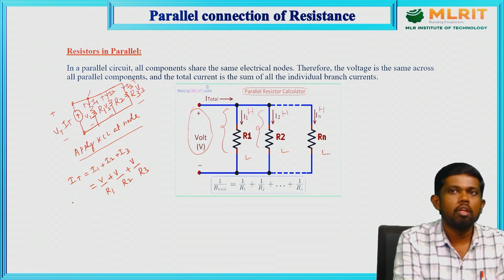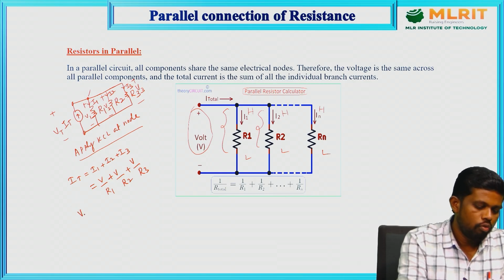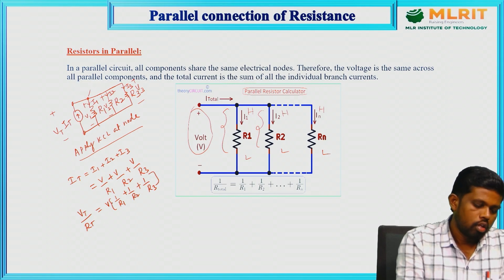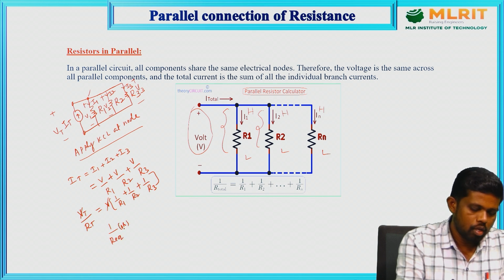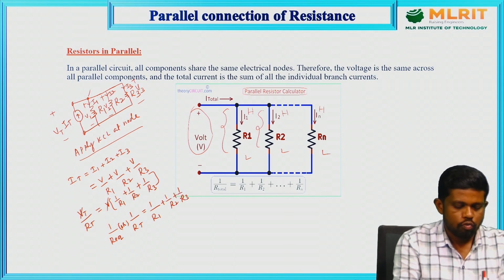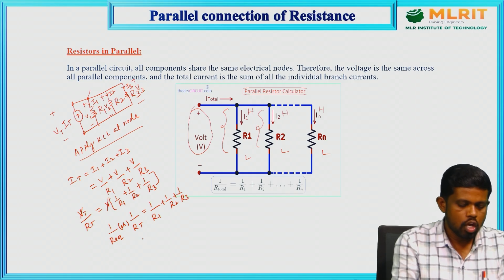The total current of the network we can also write as V total upon R total, which equals V times (1 by R1 plus 1 by R2 plus 1 by R3). Here the total voltage and this voltage are the same. So we write this expression as 1 by R equivalent, or 1 by R total, equal to 1 by R1 plus 1 by R2 plus 1 by R3. From this we would like to get the equivalent resistance value.